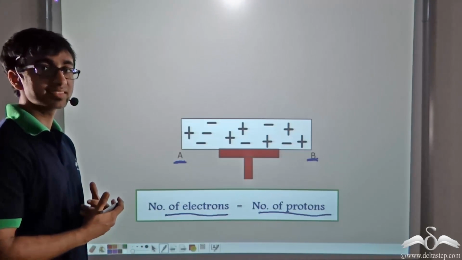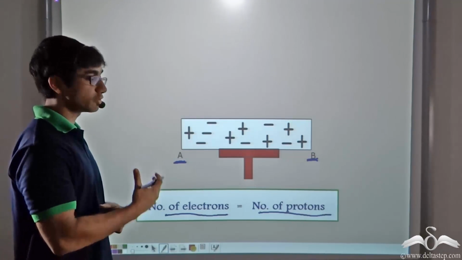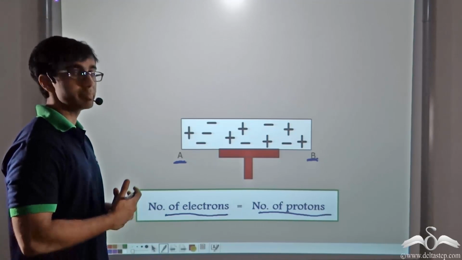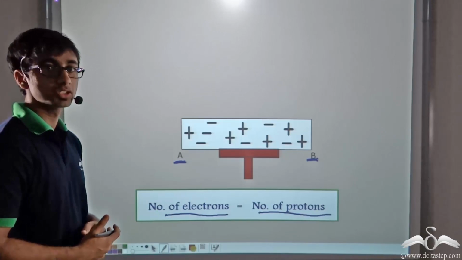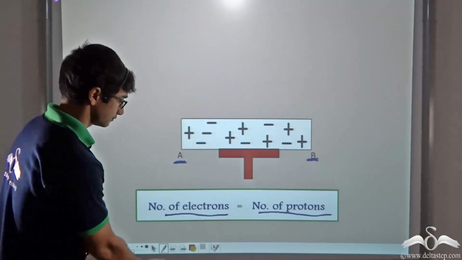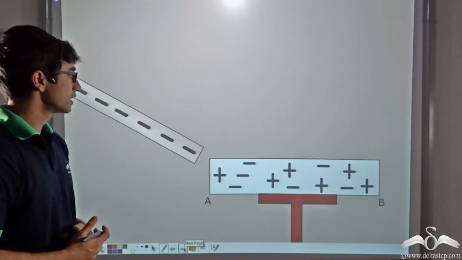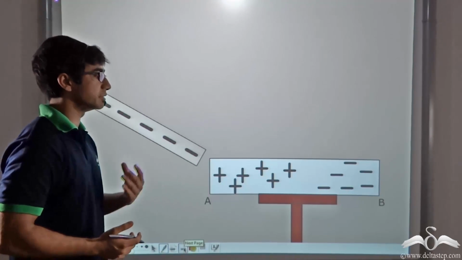Now we have to make this neutral conductor AB charged, and we have to perform this charging through induction. So let us find out how we can make this conductor positively charged as well as negatively charged through induction. In order to make this positively charged, we first bring in a negatively charged rod near conductor AB.